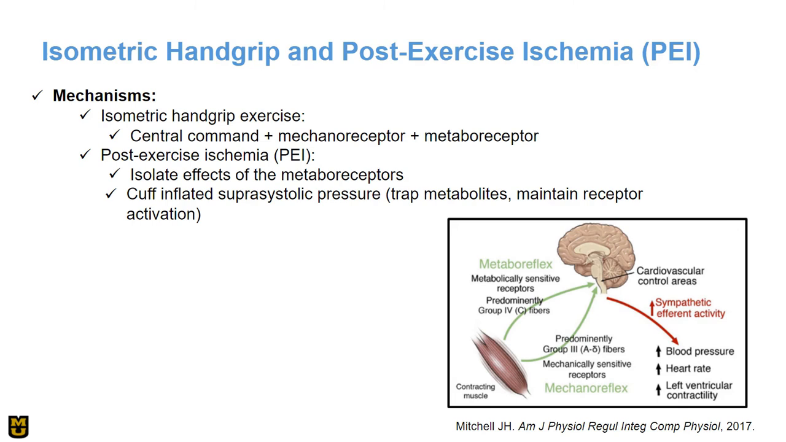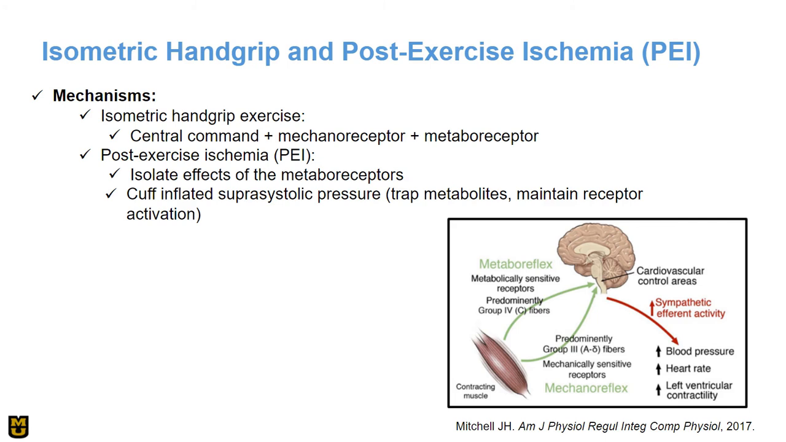So first I'm going to start just with isometric hand grip exercise and post-exercise ischemia. And so you may choose this if you're very interested in specific mechanisms like what you would see with hand grip exercise. So when you conduct a hand grip exercise, you're going to have central command or the thought of doing the exercise, as well as mechanoreceptor activation and metaboreceptor activation. So I'm just going to refer you down to this figure here.